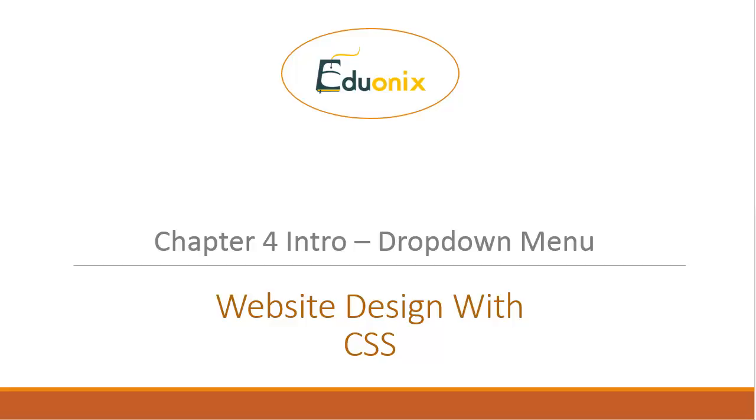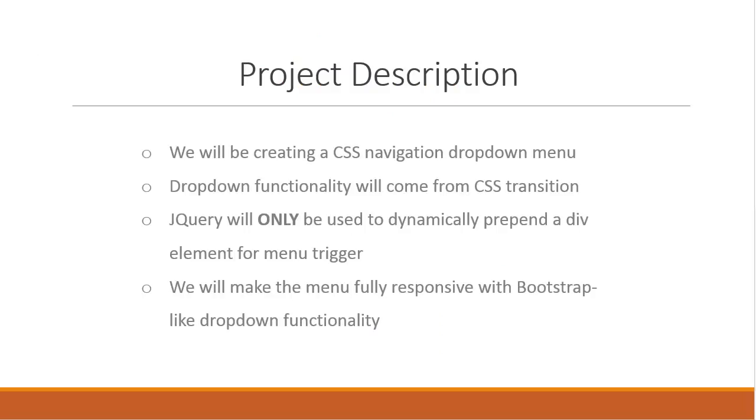of give us a nice little animation to open up the drop down. Okay, so drop down functionality will only come from CSS transitions. jQuery will only be used to dynamically prepend a div element for a menu trigger.